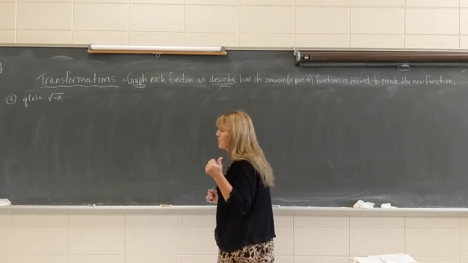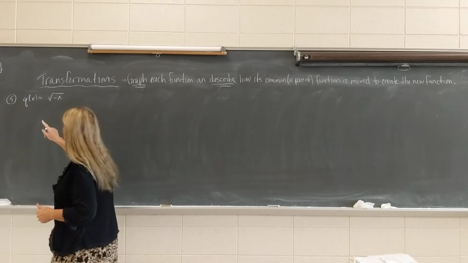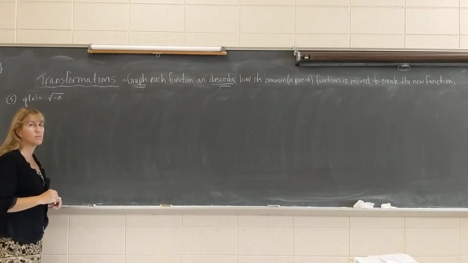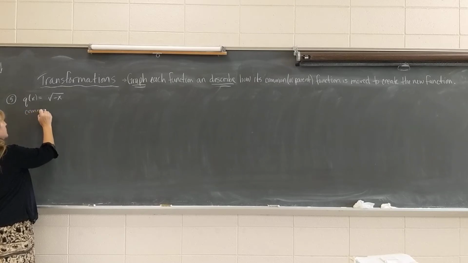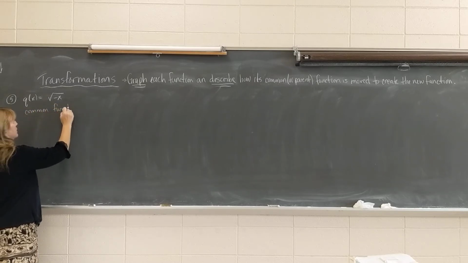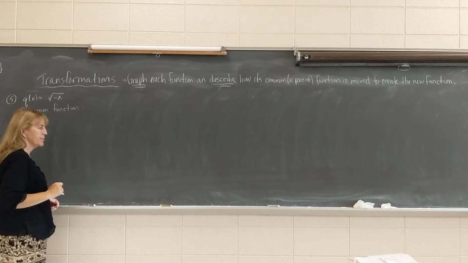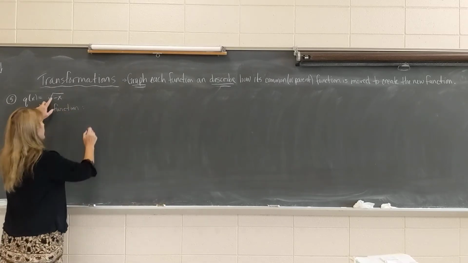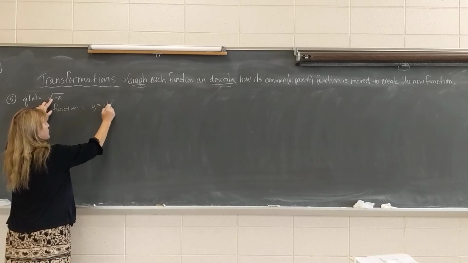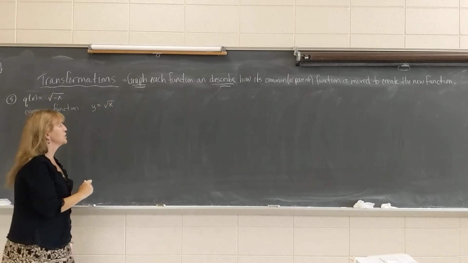Okay, two things. We're going to graph and describe. So right here we have q of x equals the square root of negative x. So what is your common function that's being manipulated? And I think it's pretty obvious. You see the square root sign, okay? So we're looking at y equals the square root of x. And you should know what that looks like.